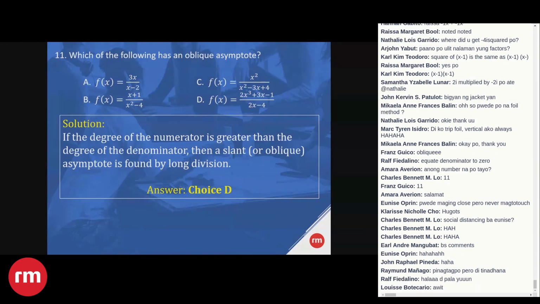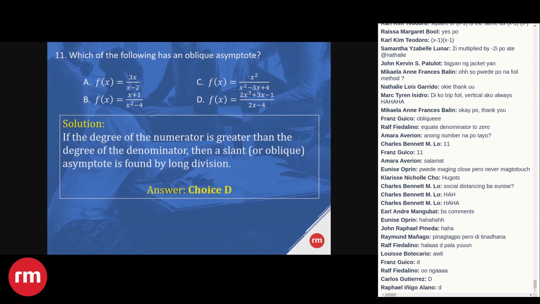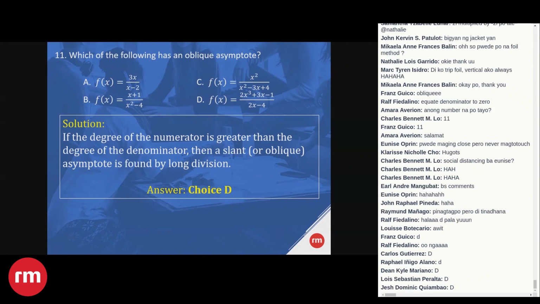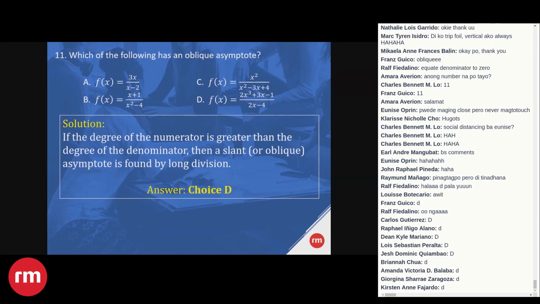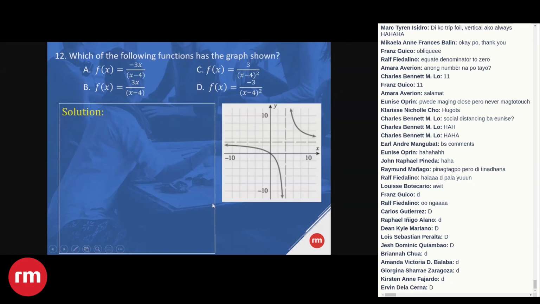No, Raymond, hindi sila pinagtagpo. They never met yung asymptote at yung graph. Okay, so for that, number 11 is letter D. Okay, no question for that, I guess. So let's proceed to number 12.